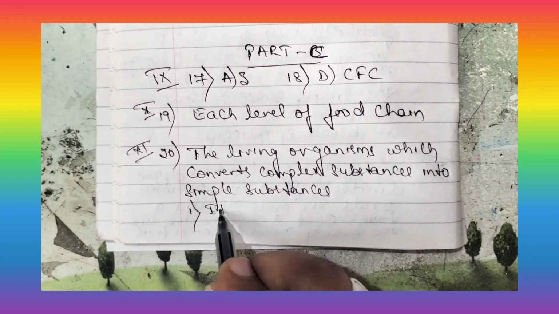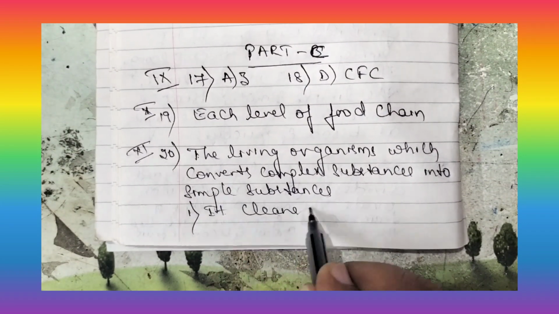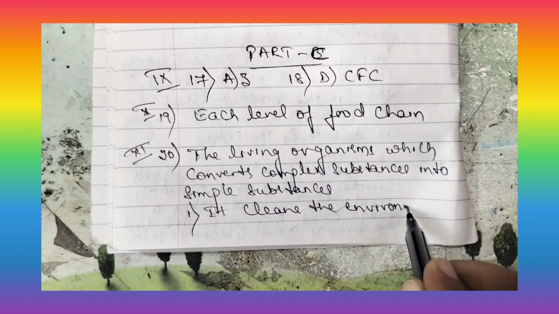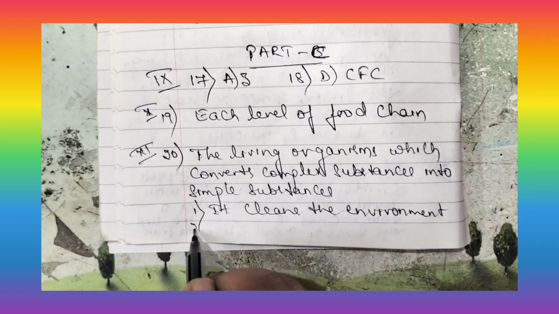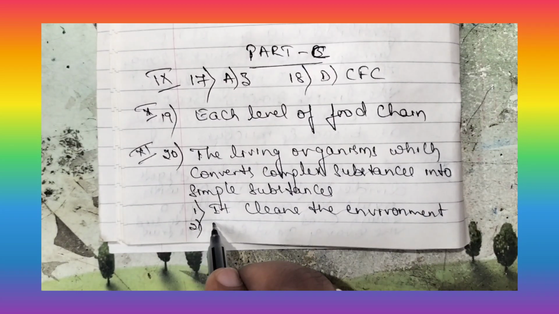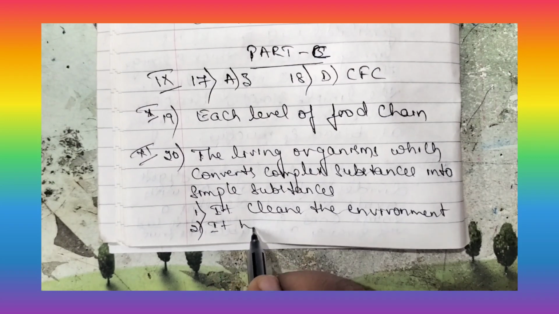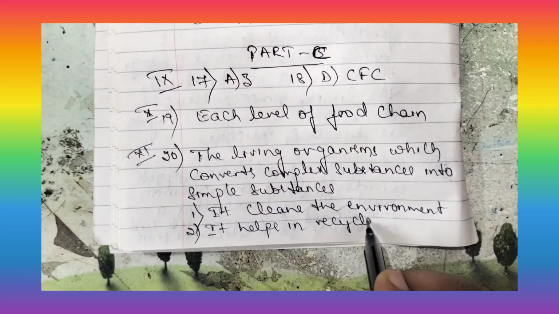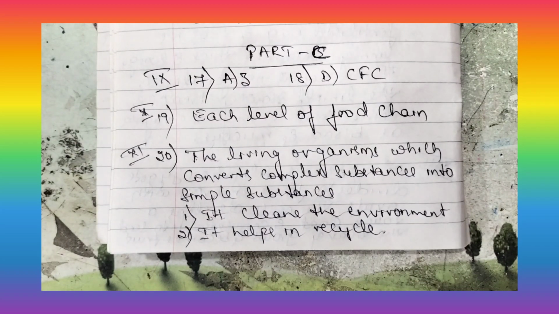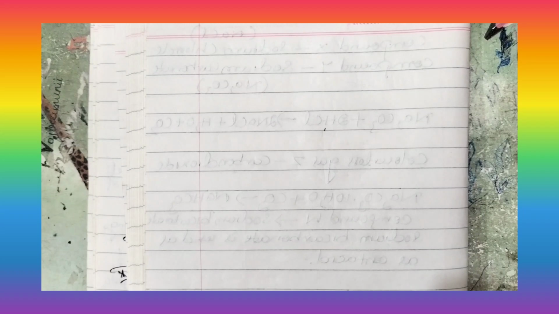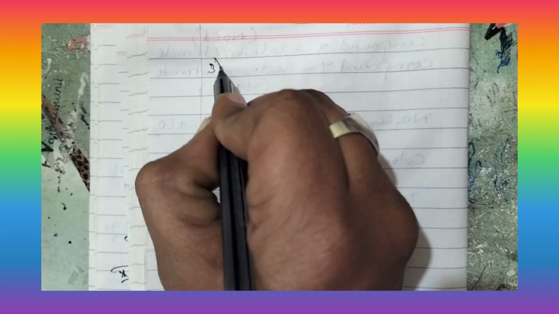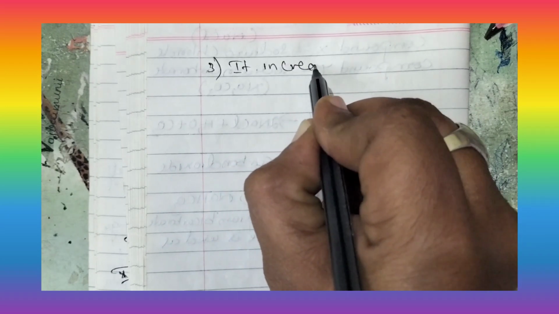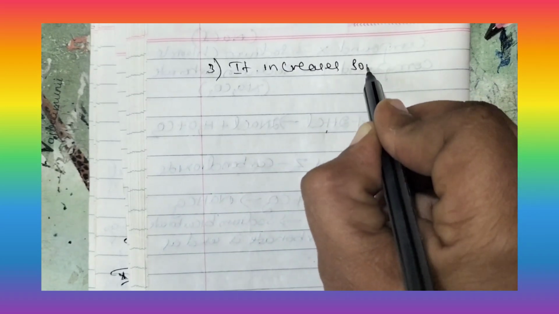That is, it cleans the environment. That is one. The second role of the decomposers is it helps in recycling. This is the second point. Then the third role of decomposers is it increases soil fertility.